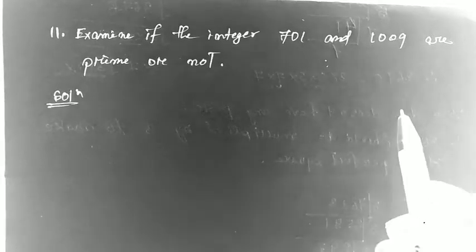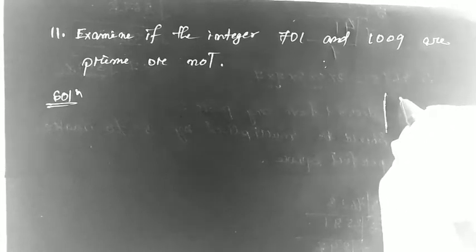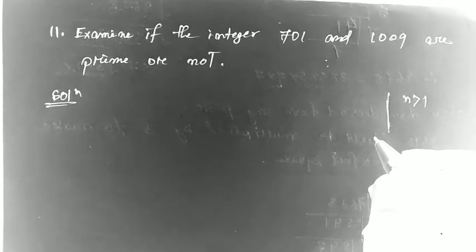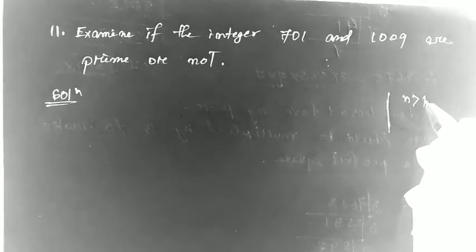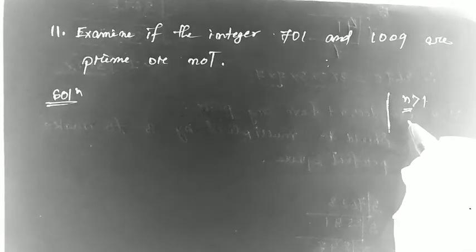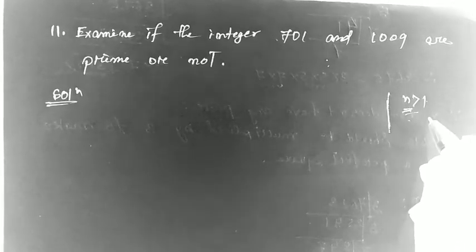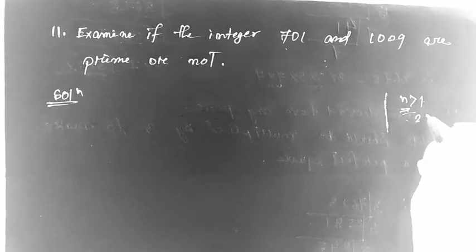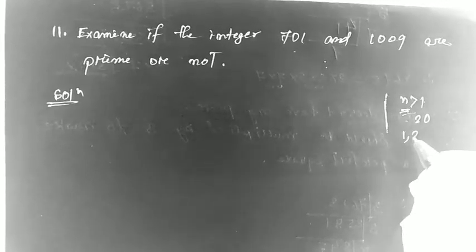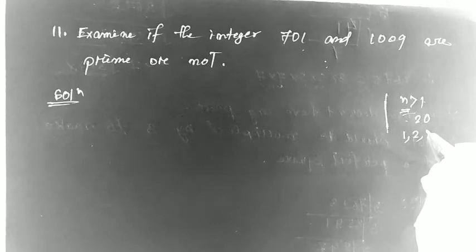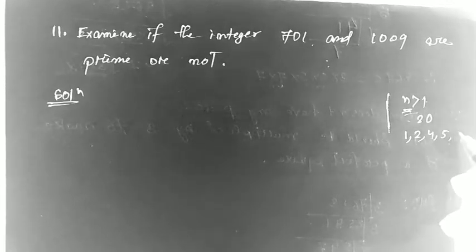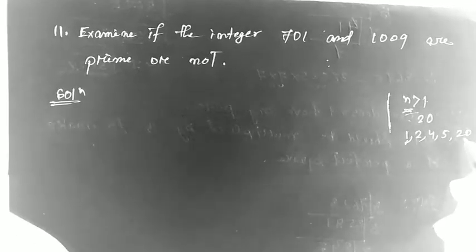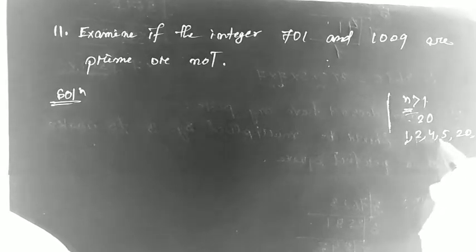What is theorem 12? Theorem 12 says that if n is a composite number greater than 1, then n will have some factors. Among those factors, there will be a least factor. Suppose 20 has factors 1, 2, 4, 5, 10 and 20. So among these factors, except 1, there is a least factor, which is 2.